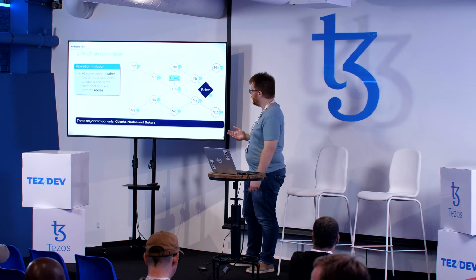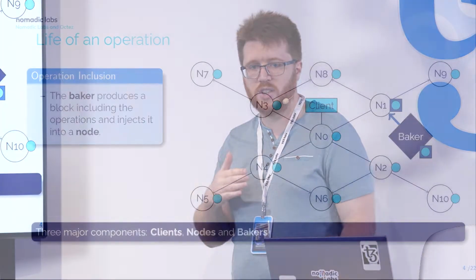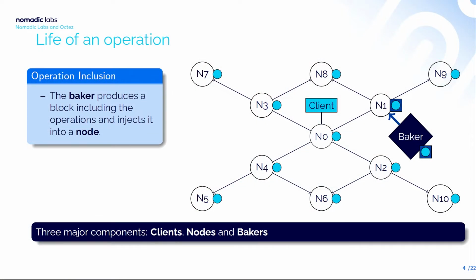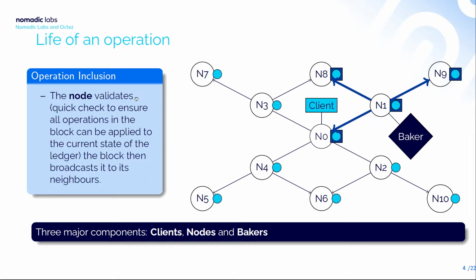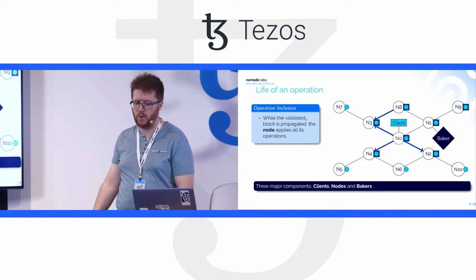And at some point, a baker, a block producer, will take all the operations from a node and will try to bake a block. It will produce a block including this operation, and it will inject it back into a node. Then we will have the same behavior as with the operation. The node will first very quickly validate the block, make sure that the block can be applied to the current state of the ledger, and then it will broadcast it to its neighbors. This way, the block is propagated to the whole network.